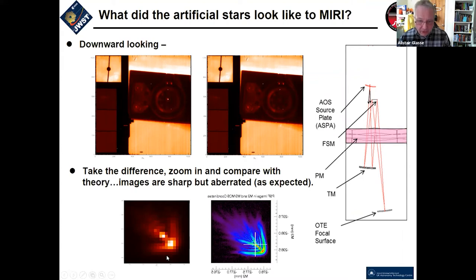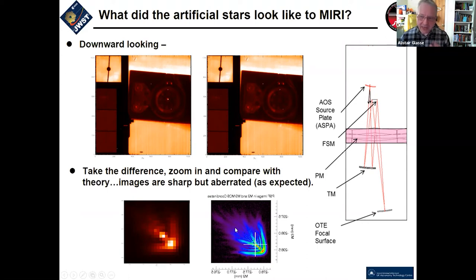This is what we actually observed in test, and this is what we were correlating it with. In other words, this is what the optical modeling told us we should expect to see. Now, these agree with each other. This isn't what we're going to see on orbit, because we're going to use the full telescope, not half the telescope. But we are reliant on the optical modeling being right.